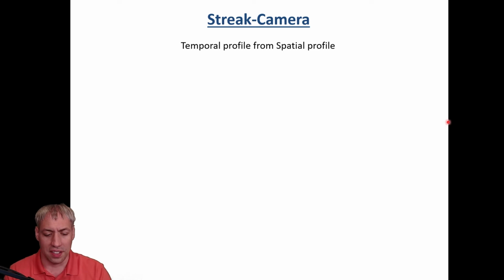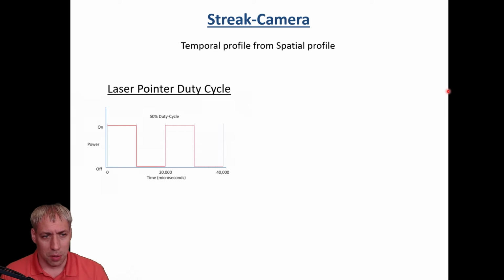Essentially what we're going to do is get a temporal profile from a spatial profile. The example I use in class when talking about this spatial to temporal transition is actually based on a laser pointer that I used to have. Some laser pointers, in order to lessen the load on the material, have something called a duty cycle, which essentially means it oscillates between on and off.